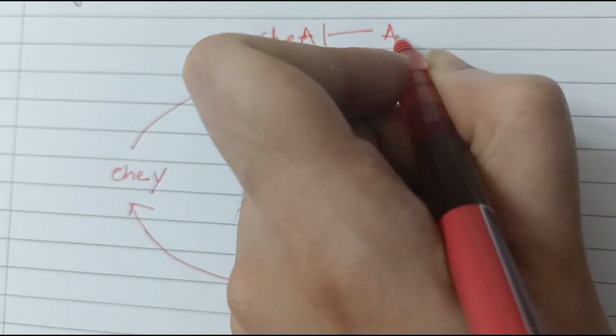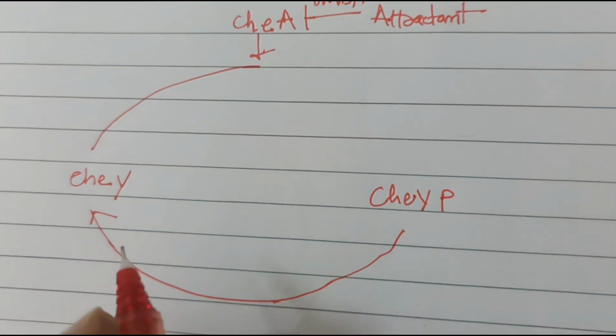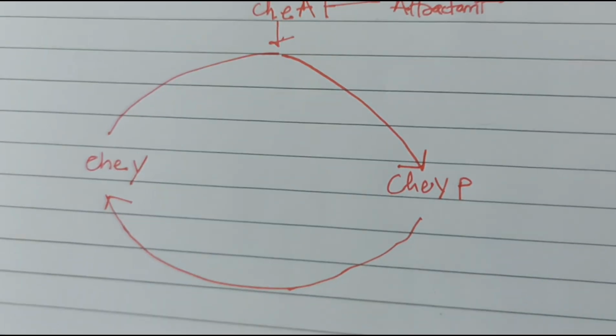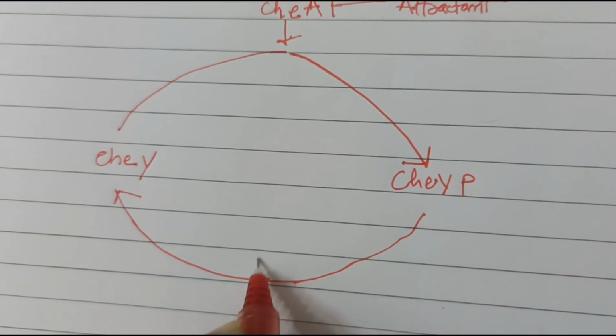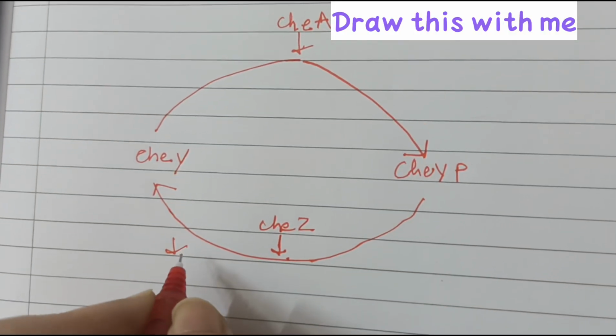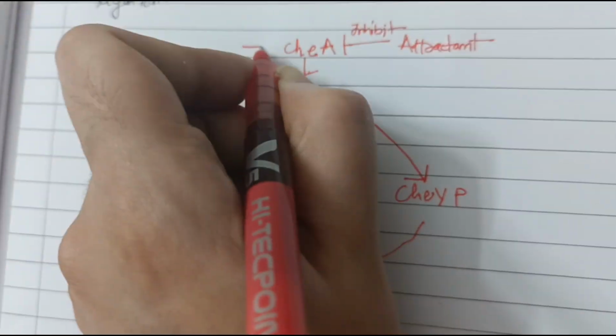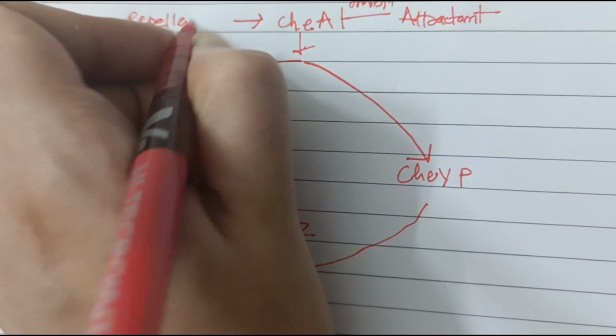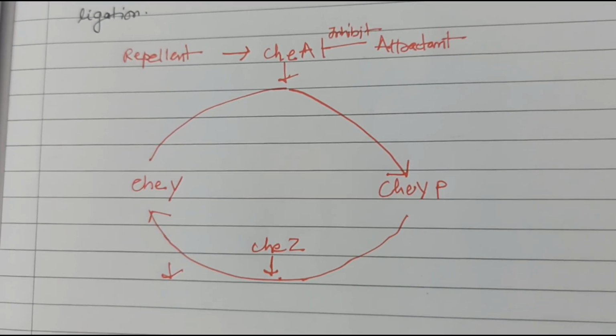Then CheR and CheB are the adaptation enzymes that methylate or demethylate the MCPs. If the attractant increases, then CheA activity decreases and less CheY-P is made, so there is less tumbling and longer runs. If the repellent increases, CheA activation increases and more CheY-P causes more tumbling and direction changes. Then the adaptation mechanism: the bacteria remember past chemical levels using methylation of MCPs by CheR and CheB.